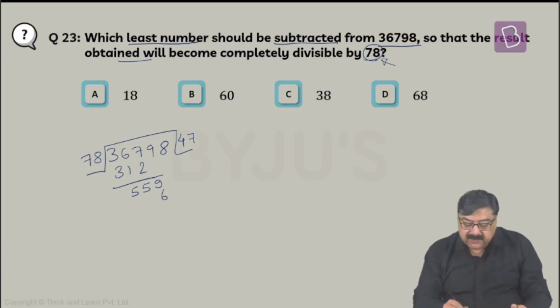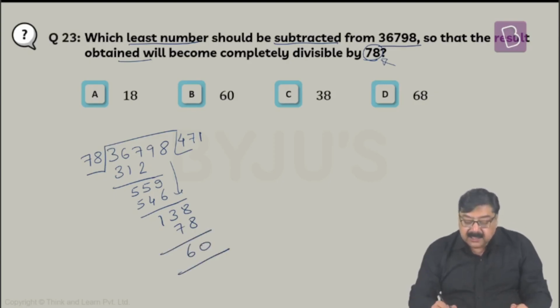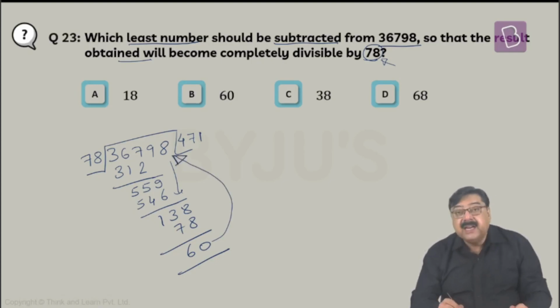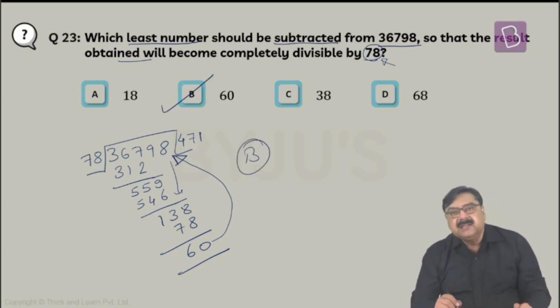So goes by 7. 7 eights are 56, 7 sevens are 49 plus 5, 54. 3 and 1, take down 8, 138. Now if we take 78 into 2, it will be 156. So let us have 78 into 1, that is 78. Remainder here is 60. So 60 is that number which, when subtracted from 36798, will give us a number which would be exactly divisible by 78. So hence choice B here should be the correct answer.